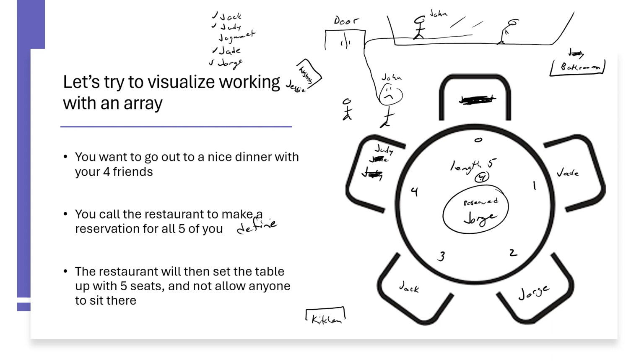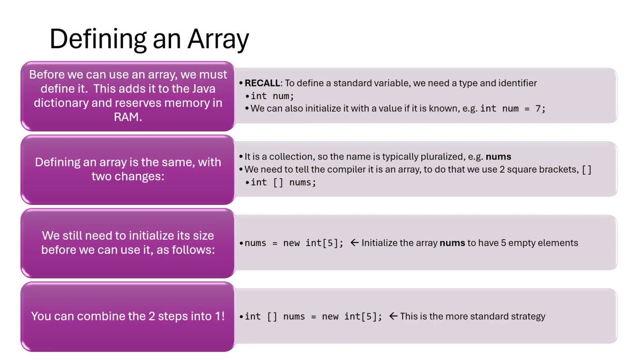All right, so now that we know our story here, let's dig in a little bit further into our discussion on arrays. So first of all, before we can use an array, we have to define it. It works the exact same way as any variable. We can't use a regular integer or a string or anything like that unless we've defined it first. And of course, we know that defining a variable does a couple things. First thing it does is it adds it to the Java dictionary, so now it'll recognize it every time we use that identifier throughout the rest of the program.